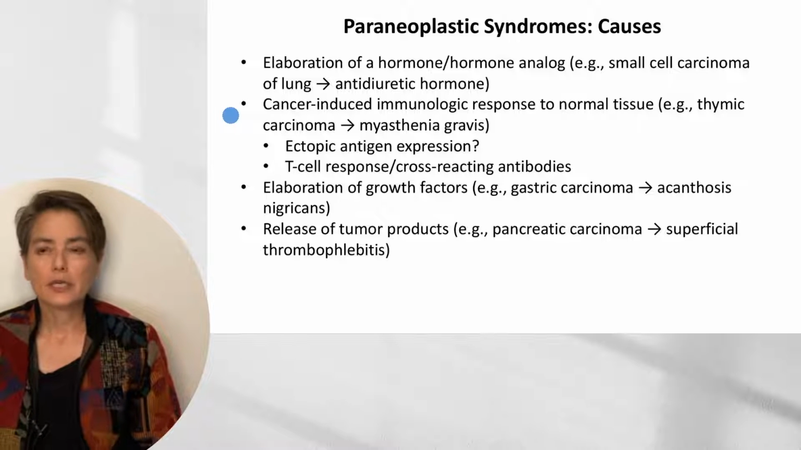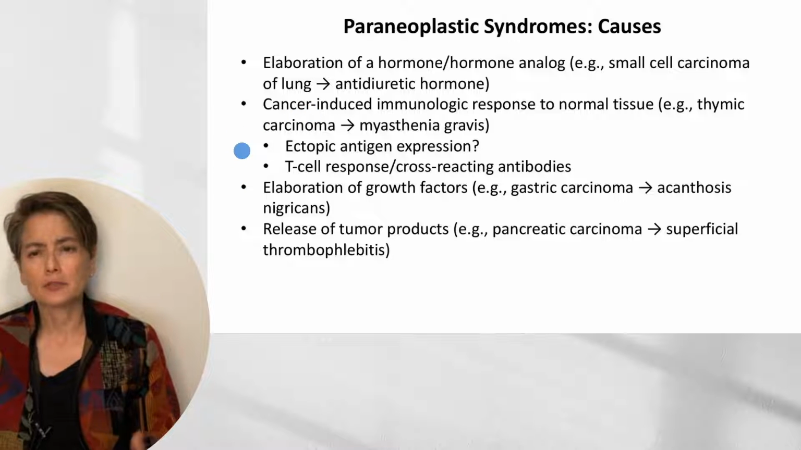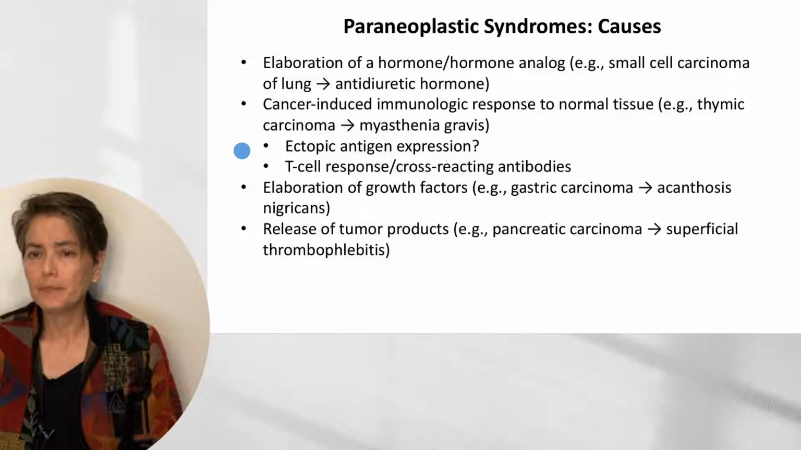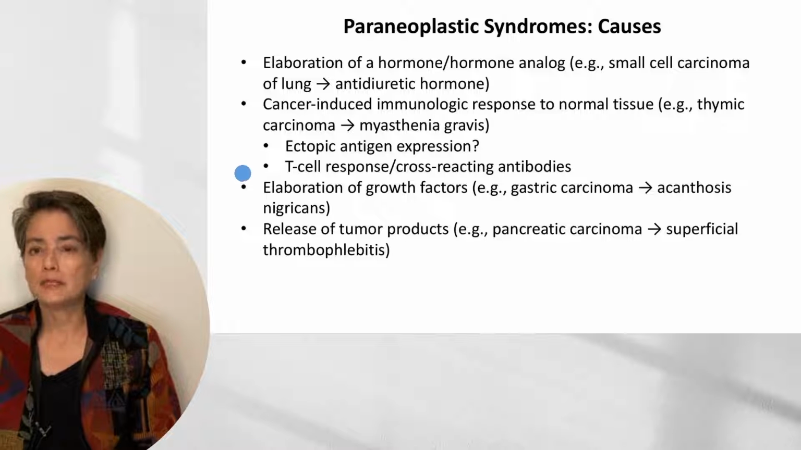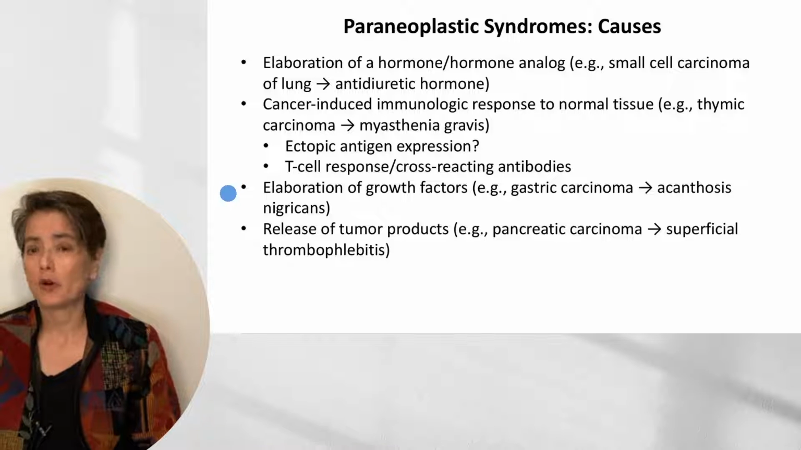We can also get a paraneoplastic syndrome as a cancer-induced immunologic response to a normal tissue. So for example, thymic carcinomas can lead to myasthenia gravis. Now we don't know the mechanism behind this. Is it because of some sort of ectopic antigen expression, or could it be due to a T-cell response or cross-reacting antibodies? Another cause of these paraneoplastic syndromes may be the elaboration of growth factors.